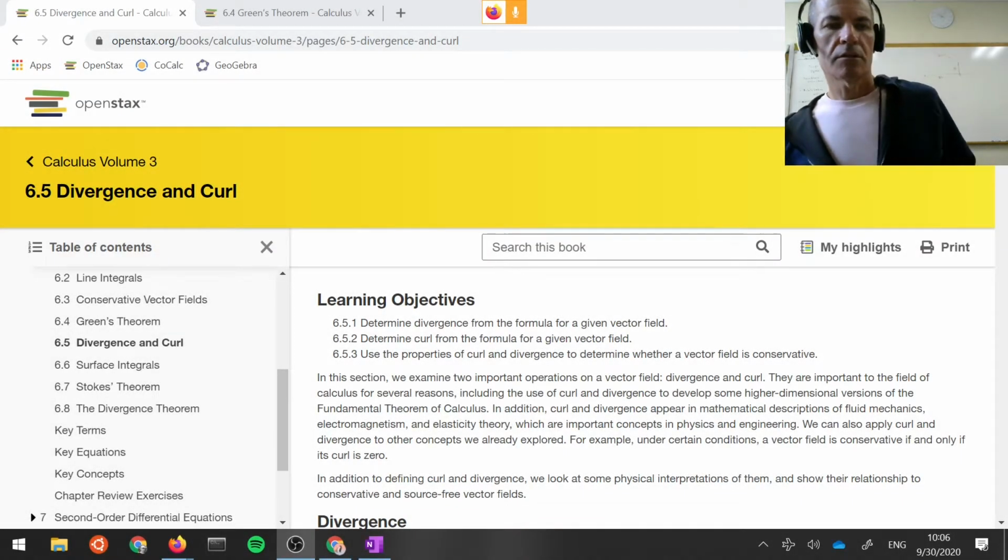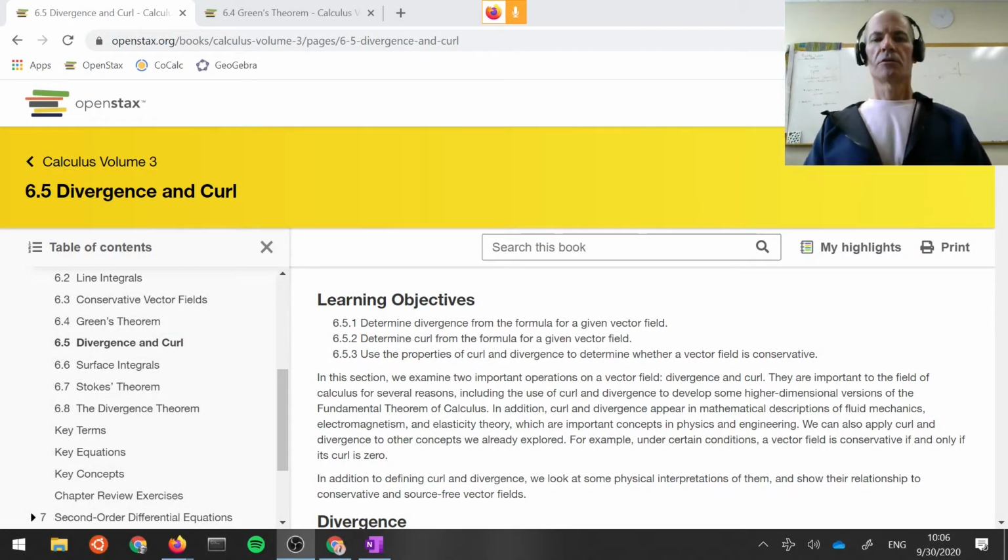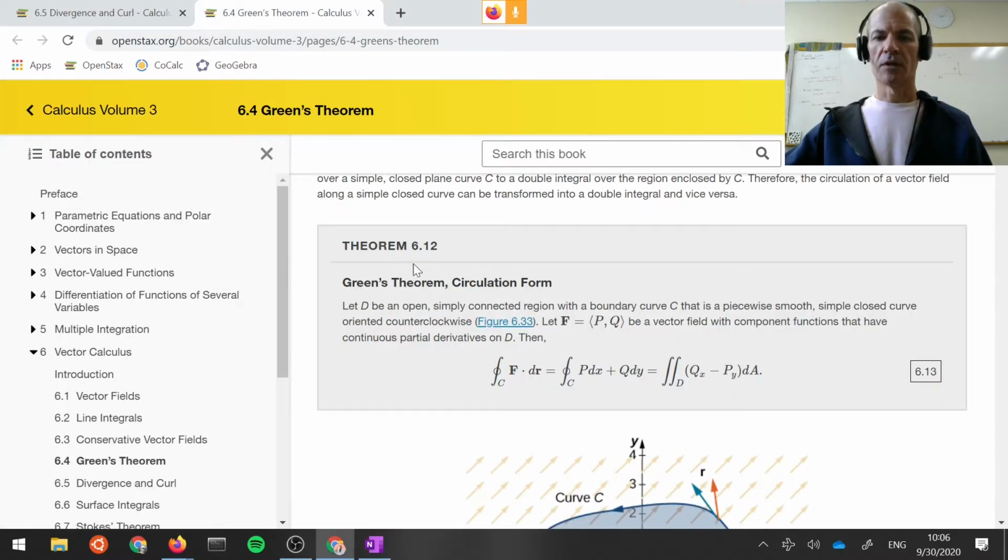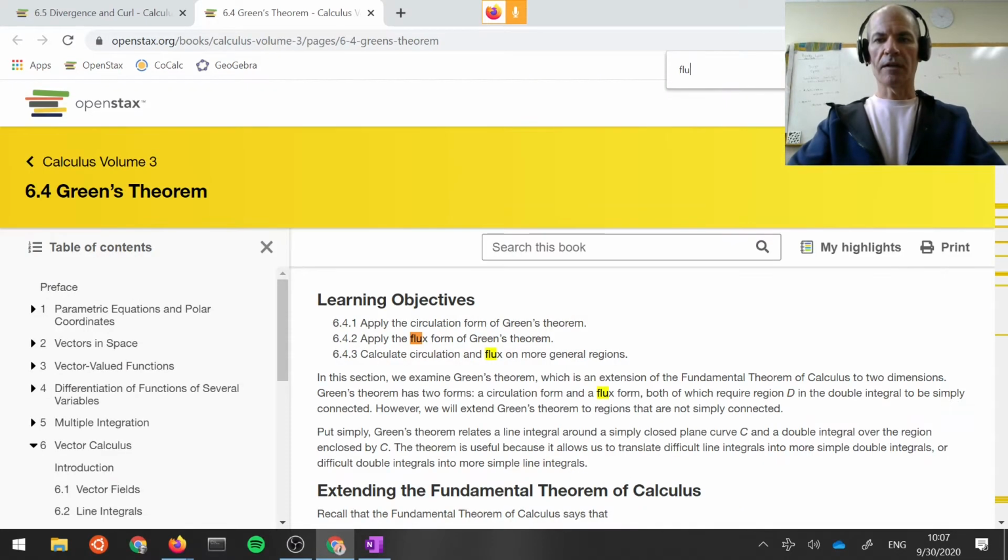All right, in section 6.5 here, we're going to learn two new vector field operations, one called the divergence and one called the curl. What we're going to find is that these are operations that generalize from the expressions that we explored in Green's theorem. In particular, in Green's theorem, we had two forms of the theorem, the circulation form and the flux form. Let me find that for you.